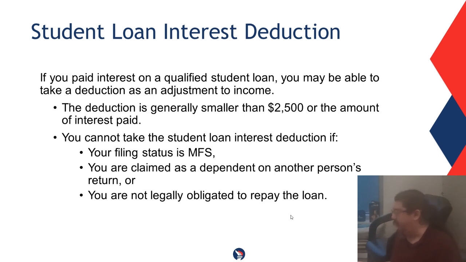You don't get this benefit at all if you're married filing separately, or if you are claimed as a dependent on another person's return, or if you pay on a loan that you're not obligated to. So if you're paying off your kids' student loans and you're not a cosigner, you're not required to pay those, you don't get a student loan interest deduction.